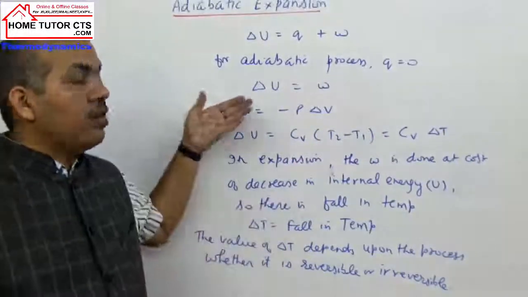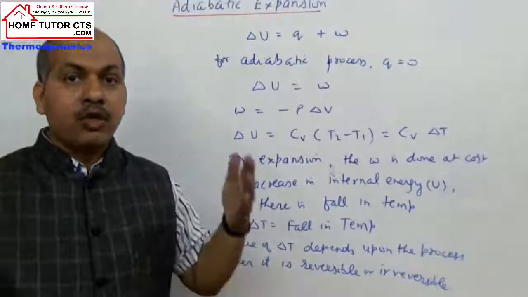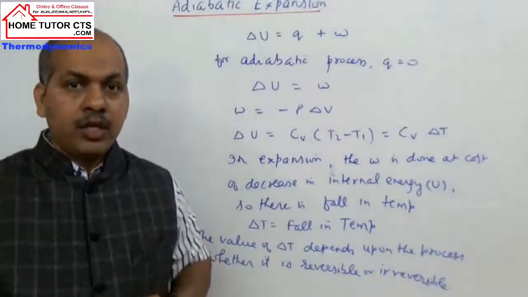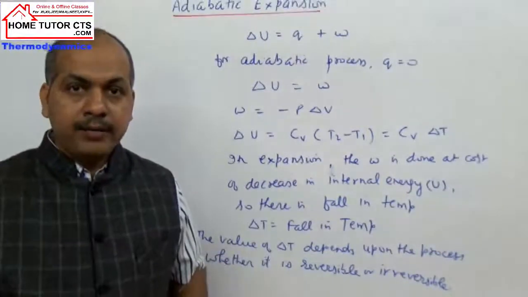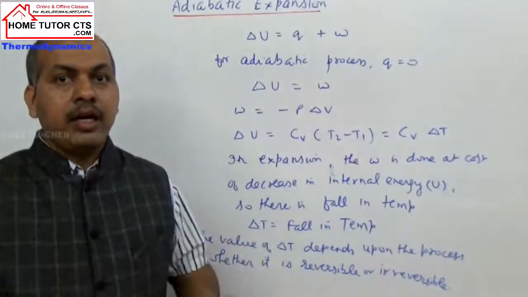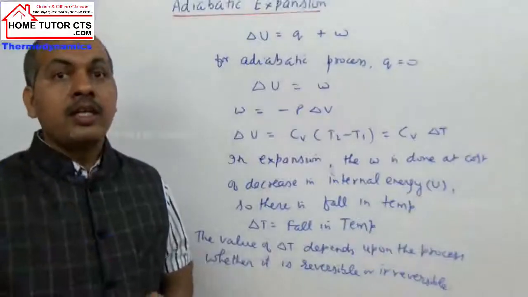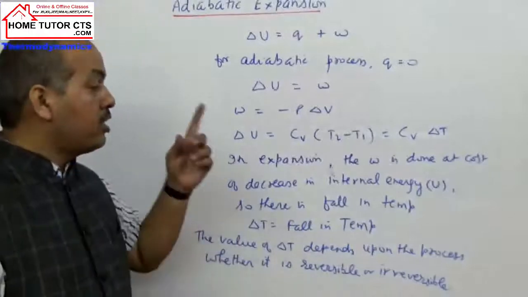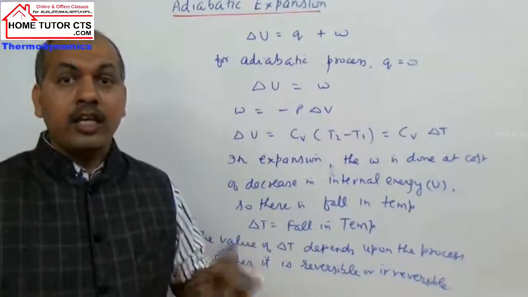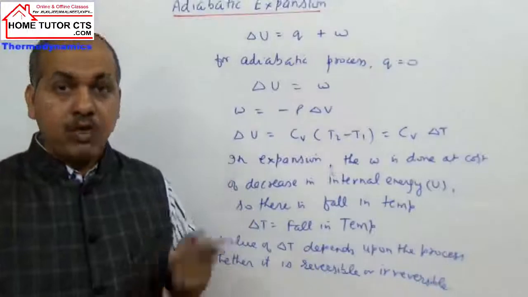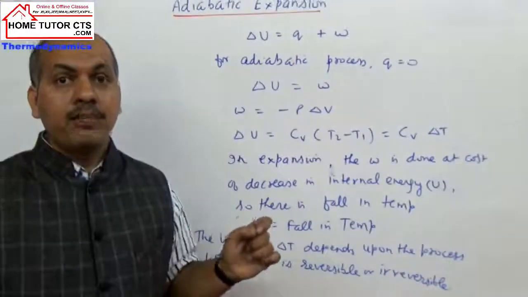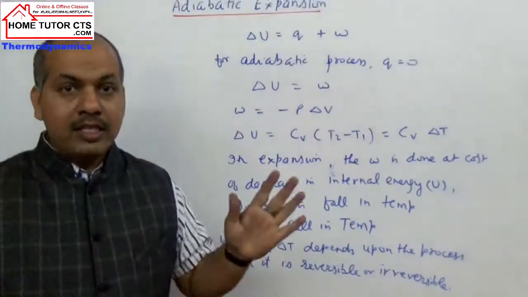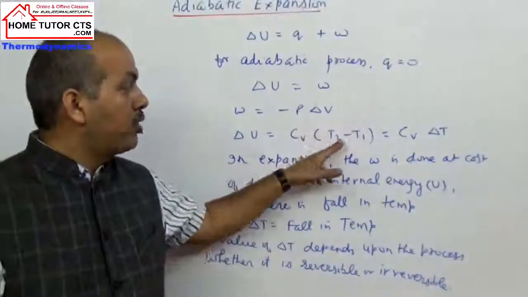Why? Because when we take expansion, the work is done by system. From surrounding it can't take any heat, and for doing work energy will be required. So where does the energy come from? The energy will be coming from the system's internal energy, which decreases. And when there is decrease in the system's internal energy, there is fall in temperature, because we know that internal energy is a function of temperature. When U decreases, T2 will be lower than T1.